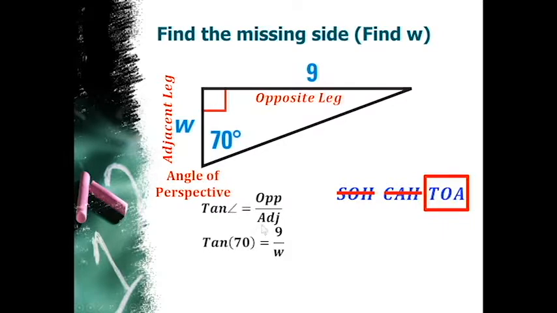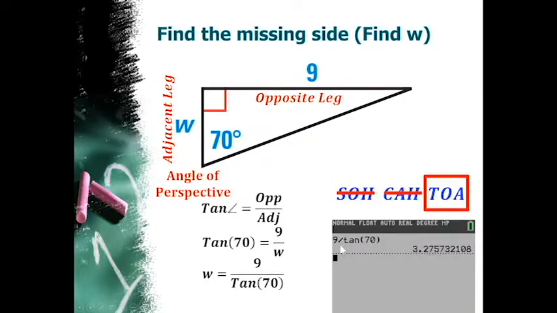Our angle measure is 70 degrees. Our opposite leg has a length of 9. Our adjacent leg is represented with a length of W. Because our W is in the denominator of the ratio, we're going to diagonal exchange this. The diagonal exchange puts the W up here on the left, moves the tangent of 70 down to the denominator on the right, putting the W by itself, which is where we want it. So now this is something we can calculate. Type in 9 divided by the tangent of 70. We get a value of 3.276, which is our answer for W.